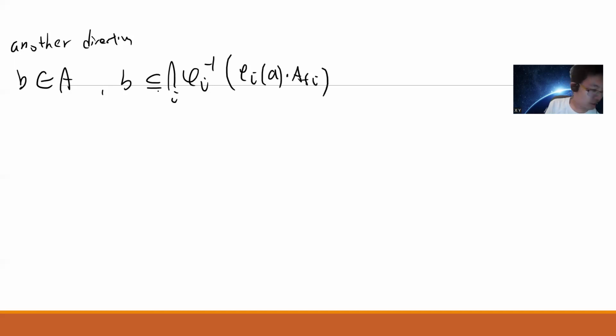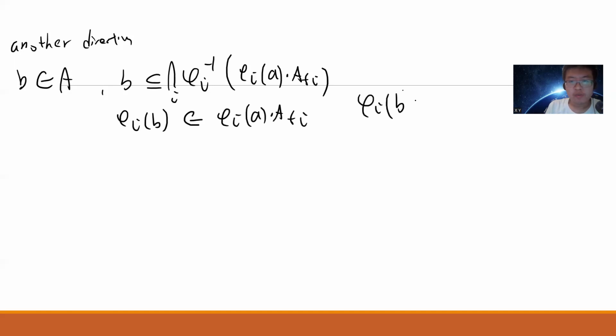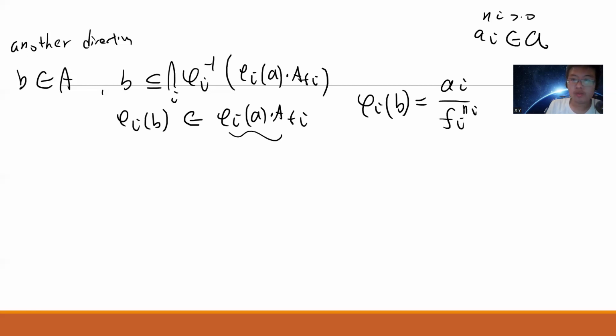Okay, so that means that for each φ(b) will be an element of φ_i(A) times A_{f_i}. So I can write φ(b) to be φ(a) times something. The numerator will be something a_i, and f_i to the n_i, where a_i belongs to A, so A is an ideal, and n_i is greater than 0.